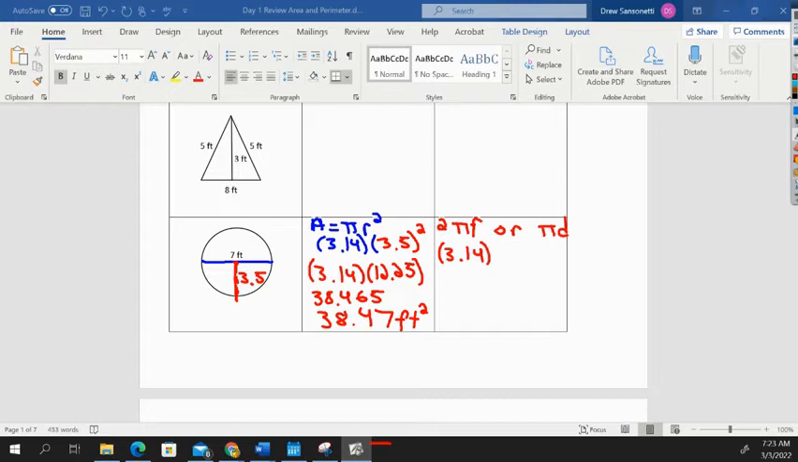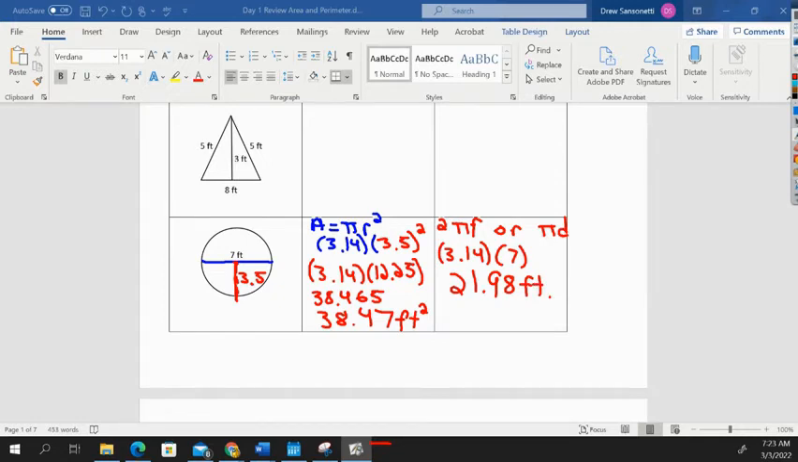And then we're going to multiply it by the diameter, which is just 7. And if I do 7 times 3.14, you get 21.98, and we'll say feet. Perfect. Let's go ahead and look at a couple word problems.